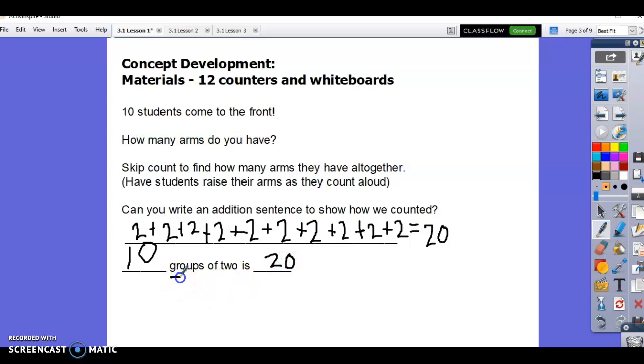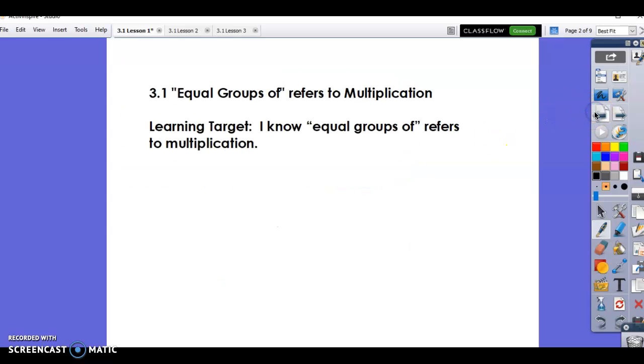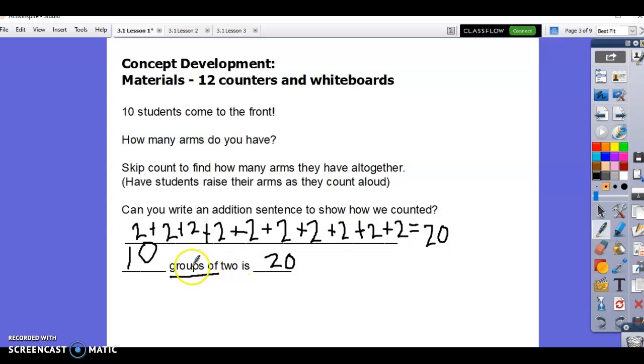Notice how we say groups of. That goes back to our learning target just a second ago, where it said groups of or equal groups of is going to refer to multiplication. So you're going to notice groups of. Ms. Huter's going to say it a lot of times. Okay, so let's look at the next one.